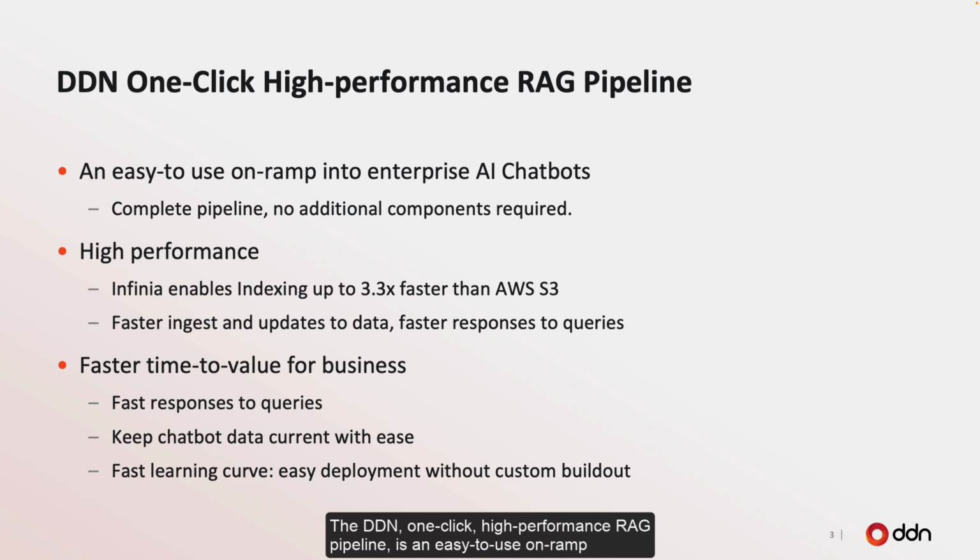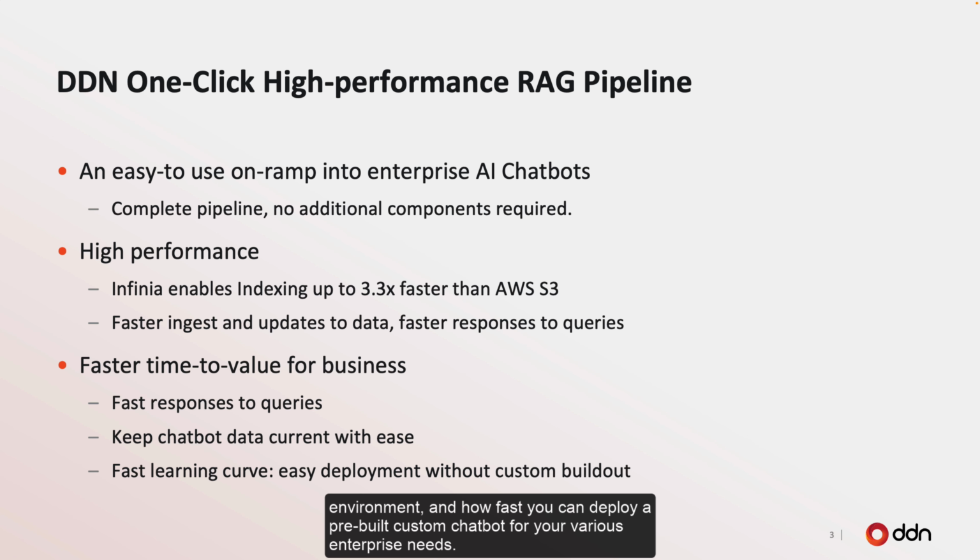The DDN one-click high-performance RAG pipeline is an easy-to-use on-ramp into the world of enterprise AI chatbots. Because Infinia delivers lower latency than AWS S3, it dramatically reduces the time the Milvus DB takes to access and process data for indexing and query responses. The end result is a faster time to value, not just for responses to queries, but to how fast you can update your data sets to keep current in your enterprise environment, and how fast you can deploy a pre-built custom chatbot for your various enterprise needs.